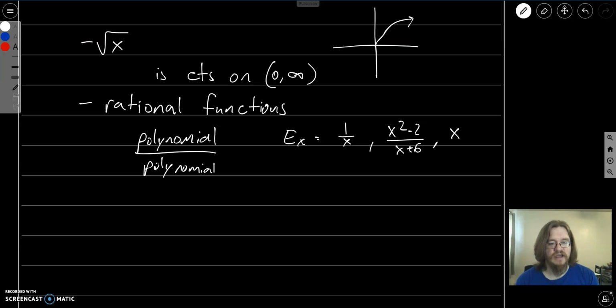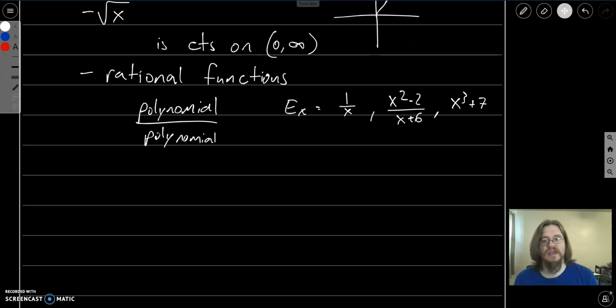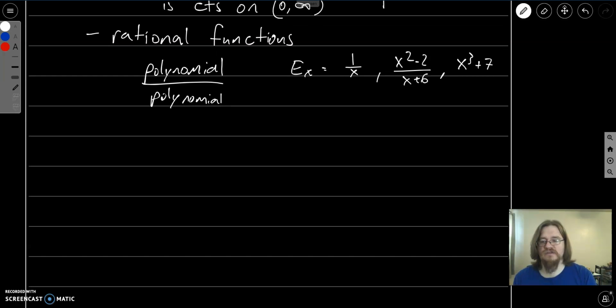Any polynomial is rational. If I took x cubed plus 7, this is also a rational function because 1 is a polynomial, and I could take x cubed plus 7 divided by 1. So the nice thing about rational functions is that they're made of polynomials, and we understand polynomials fairly well. They're nice and continuous, and it turns out that rational functions are continuous where they are defined.